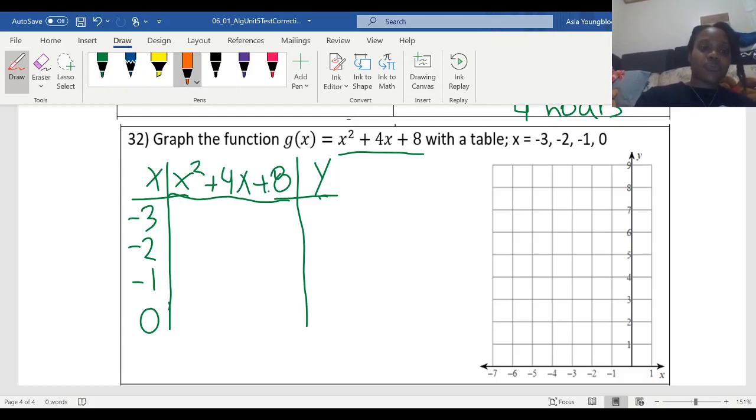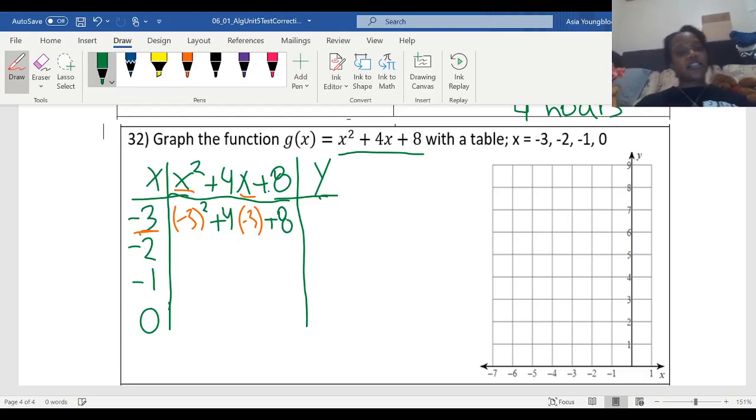So for our first row, we're going to plug in this -3 in for both of these x's. So we would have -3 squared plus 4 times -3 plus 8. We'll plug them all into the calculator after the fact. Let's get our equations written first.